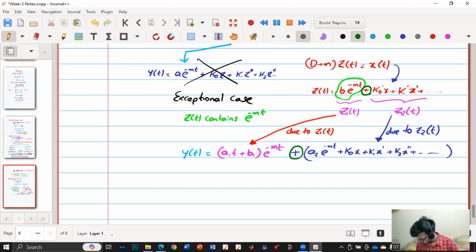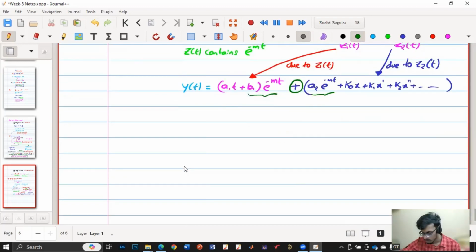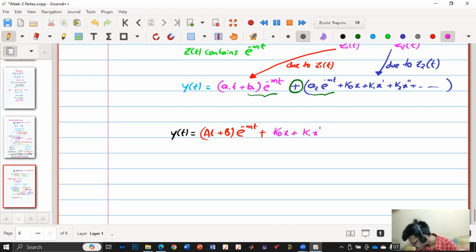Now you can see here b1 e to the power minus mt, here a2 e to the power minus mt. We can club both of them and we can name it as a different coefficient. So my y of t is again having two responses. One is a different capital B, so capital B times e to the power minus mt, plus the other part, k naught x plus k1 x dash plus k2 x double dash plus up to so on. So this is my final y of t.